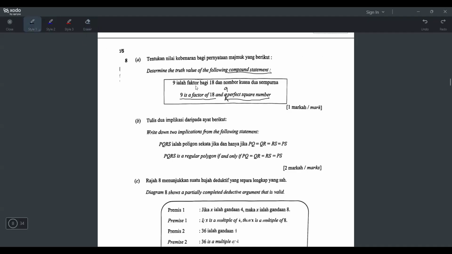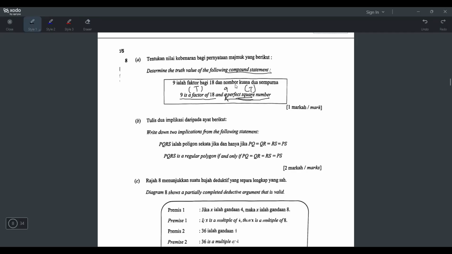Okay, so now it's "and". But never mind, let's write down true or false for each first. 9 is a factor of 18. Yeah, this is true. Because when you list down all the factors of 18, 9 is one of them, right? Because 18 can divide 9. Okay, so hope you understand. Now, what about 9 is a perfect square? Yeah, this is true also. A perfect square means a number that when you square root, you will get an integer. Okay. So the square root of 9 is 3, right? So you get a nice number 3. So that's a perfect square.